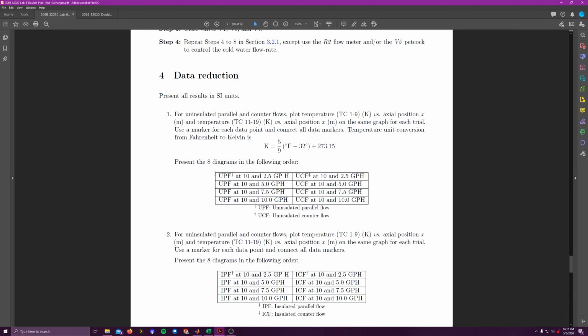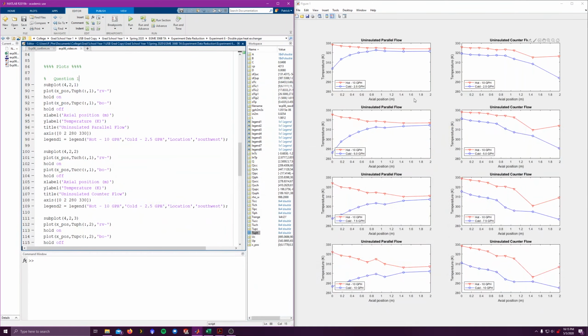So you want to have one main graph. That's where we're going to use the subplot command. On the left here, we're going to have 4 graphs for parallel flow, and then on the right, it's going to be 4 graphs for counterflow. So that's what you see here.